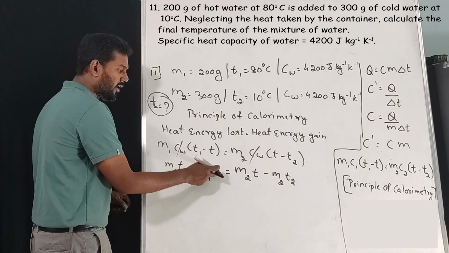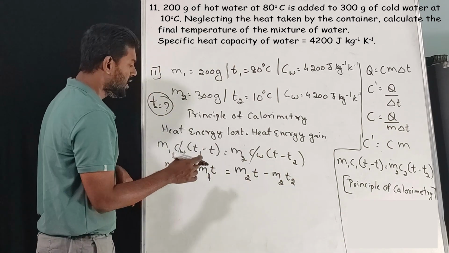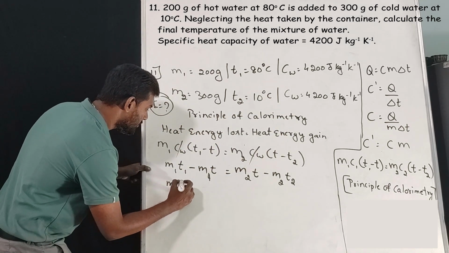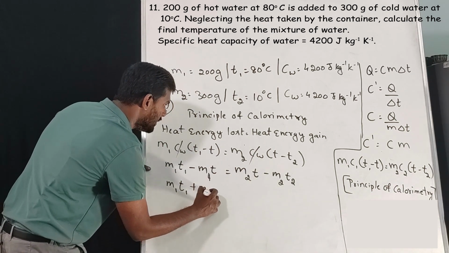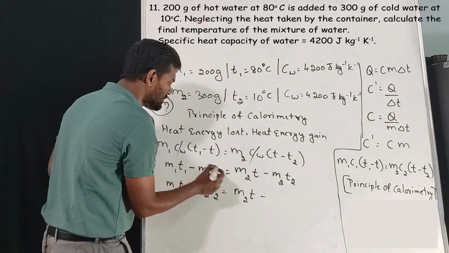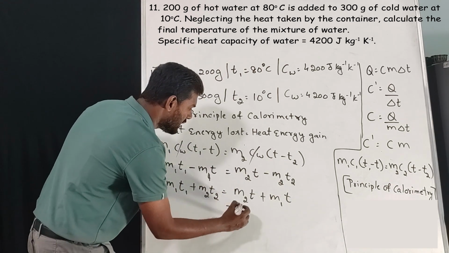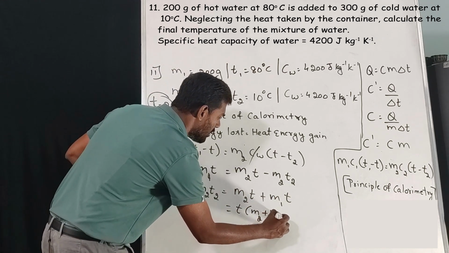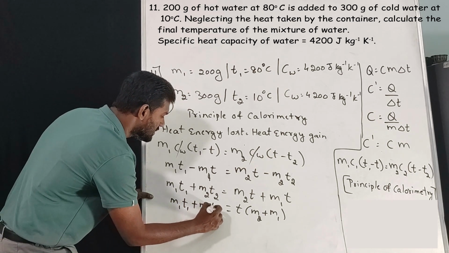In these two terms we have the final temperature. We'll move them to one side. I'll move this one this side and I'll move this one this side. So the final temperature will be on one side, remaining things on the other side. So M1 T1, I'll move this one this side, minus becomes plus M2 T2. I'll write this one as it is, M2 T, minus becomes plus M1 T. So this will remain the same, and here I'm going to take T as common, so this becomes (M2 plus M1). Here M1, everything remains the same.